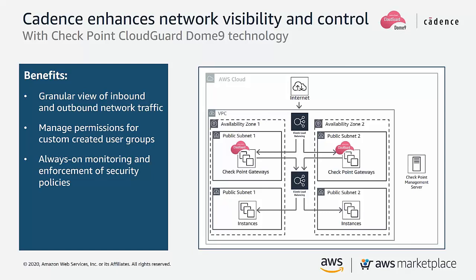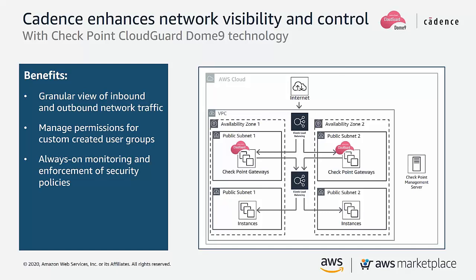Now, to solve for this, Cadence turned to Checkpoint's CloudGuard Dome9 solution to achieve the visibility and control that they desired. The biggest benefits that they started to see is that there was a granular view of their network topology and workflow traffic, and their security teams were able to immediately inspect inbound and outbound traffic to all of their EC2 instances in a single view.